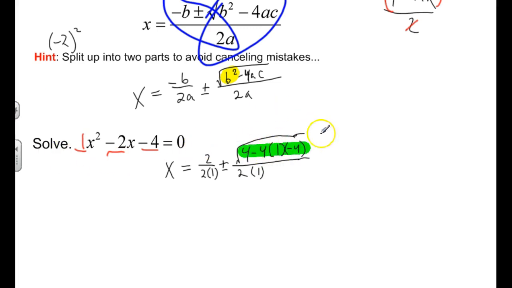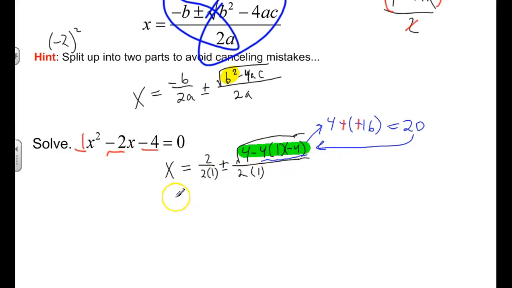So sometimes I'll work outside of here, off to the side, and simplify this. I'll say 4 minus 4 times 1 times negative 4. Well, that's negative 16. If I write it that way, I can easily see there's a double negative there. I'm subtracting a negative number, so I'm adding a positive number, and you get positive 20. So that 20 goes back under the square root there.